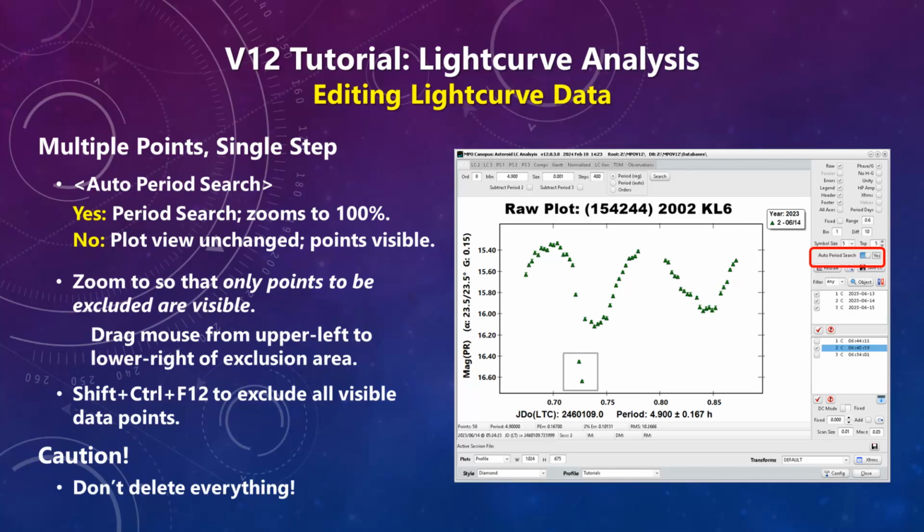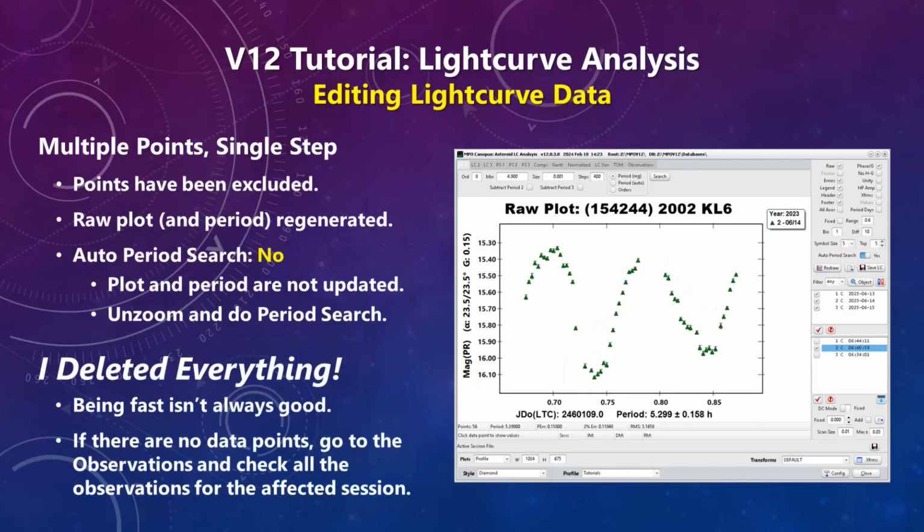Make sure that only the data points to be excluded are showing before the next step, which is Shift Control Function key 12, to exclude the data points. Since auto period search was set to yes, the program zooms the plot back to 100% and replots the raw data. The offending data points are gone. If auto period search was set to no, the data points are flagged to be excluded, but they are still visible. Unzoom to 100% and click the search button to update the plot.